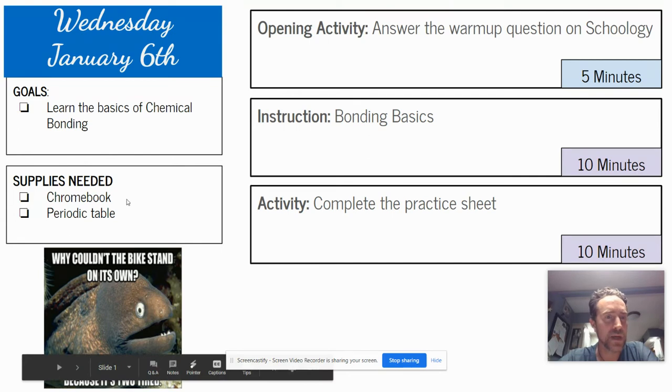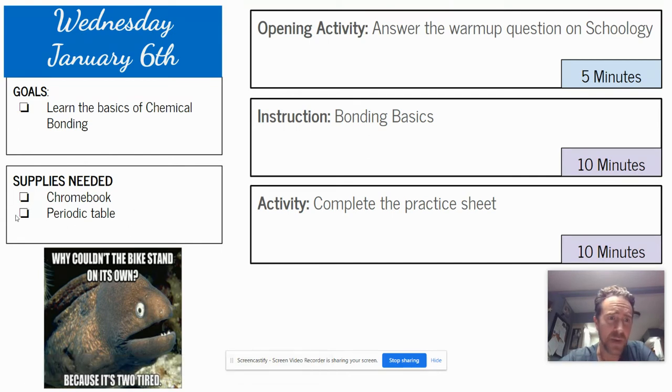Okay, today what you'll need is just your Chromebook, which you're probably on, and a periodic table. If you don't have one, I'll show you a good one that you can look up online. First off, I'll have you answer the warm-up question on Schoology. Then I'll talk you through some basics of bonding. Finally, I'll have you fill in a sheet to get us ready to dig into what happens when two or more atoms bond.